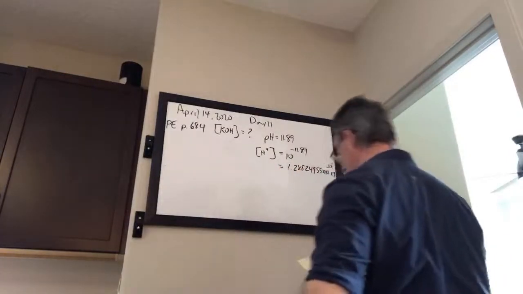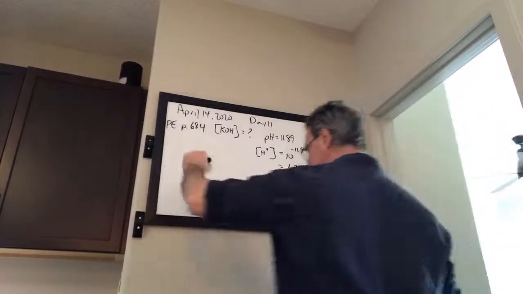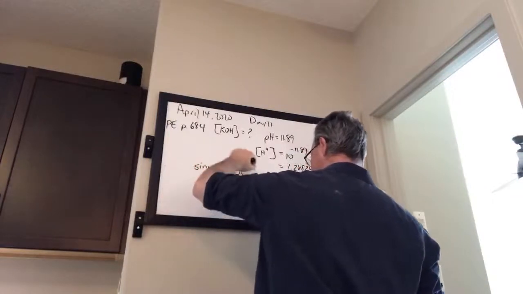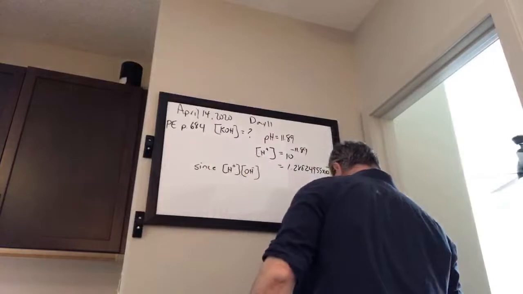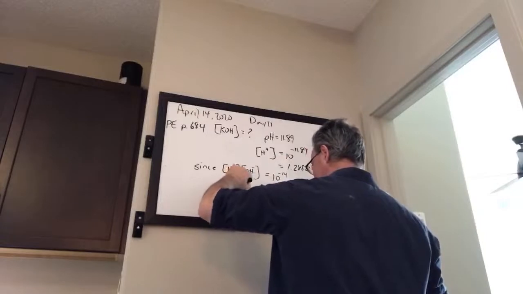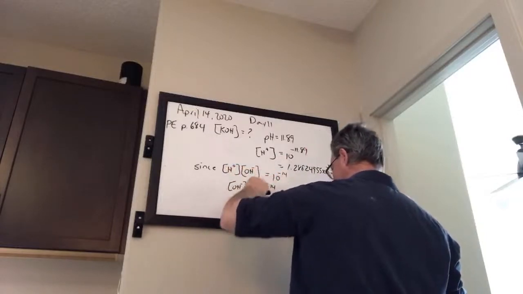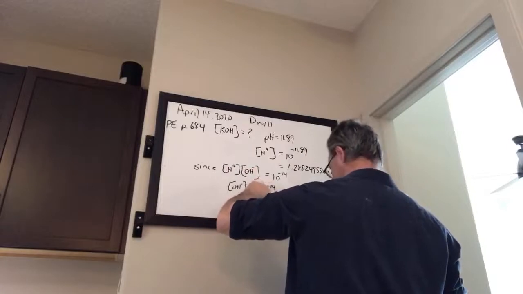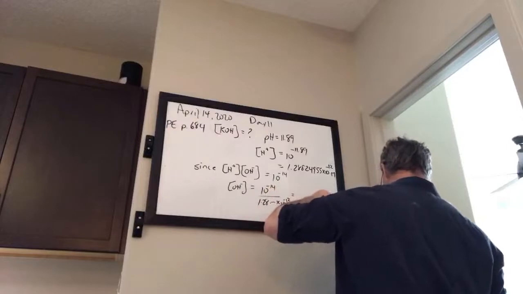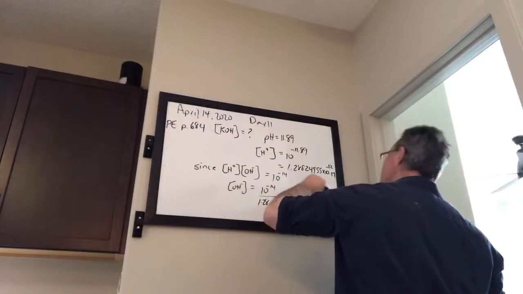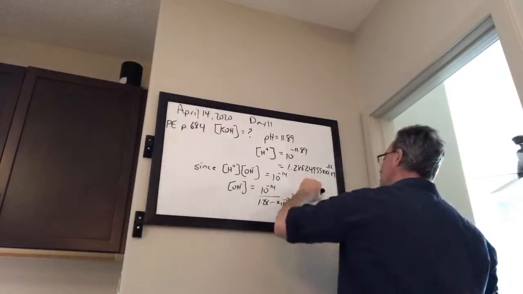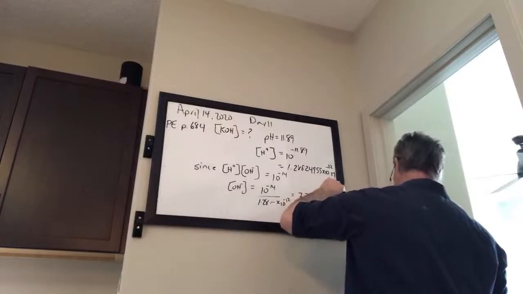But what they're asking you for is the OH minus concentration. Since in aqueous solution, when you multiply the concentration of protons by the concentration of hydroxide, you get 10 to the negative 14, you can find the OH minus concentration by dividing it into the 10 to the negative 14. What you get is an OH concentration equal to 7.76247 times 10 to the negative 3.